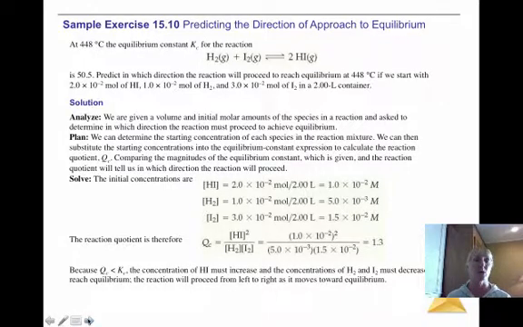You compare your equilibrium constant to the value of the Q that you just calculated. In this case, 1.3 is smaller than 50.5. So that means that we'll have to drive to the right to try to make more product, and the concentrations of hydrogen and iodine will be decreasing as we push to the right to try to make more product, and that will then influence the direction of your equilibrium. So that's how we use the reaction quotient to predict the direction of approach to equilibrium, and it's very easy to calculate.